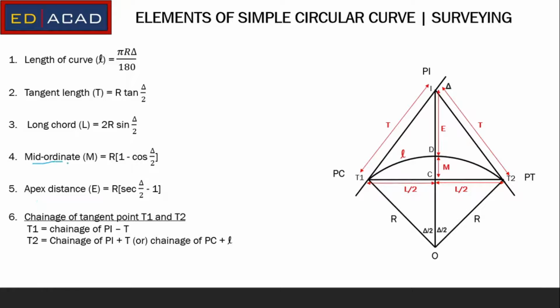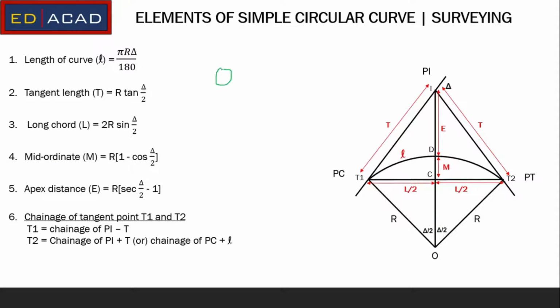Okay, so now we have the formula for the mid ordinate. Mid ordinate is shown by this distance CD. For this we need to do a similar thing. Since OD is representing the radius of the circle, or the circular curve, we can say, for getting this mid ordinate, we need to subtract this OC distance from the radius, R minus OC. We need to do this, right?